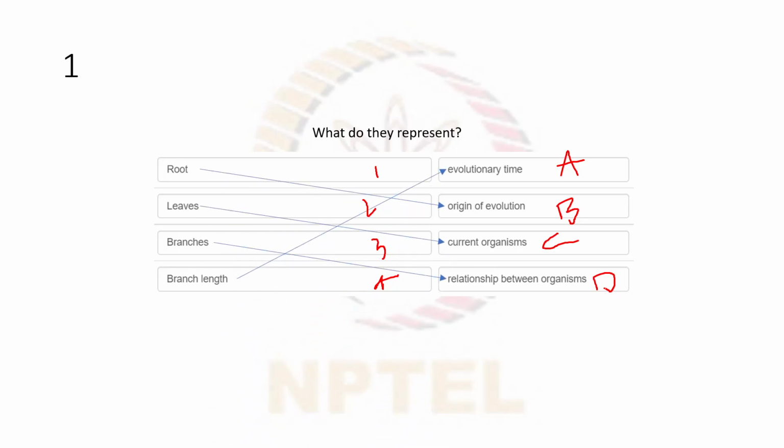Okay, let me move towards the answers. The root represents the origin of evolution, leaves represent the current organisms, the branches represent the path of evolution or relationship between the organisms, and the branch length gives the evolutionary time. All the answers given are correct.